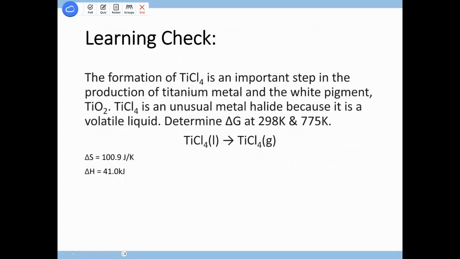So let's end with this example. We have a reaction, a phase change, titanium fluoride liquid to gas. It has a positive delta S and a positive delta H. Liquid to gas requires energy, it's endothermic, and it increases entropy, so we have positive delta S. So you're calculating delta G using delta S and delta H at two different temperatures. You want to see at room temperature, is that reaction spontaneous? And then at a high temperature, is that reaction spontaneous?